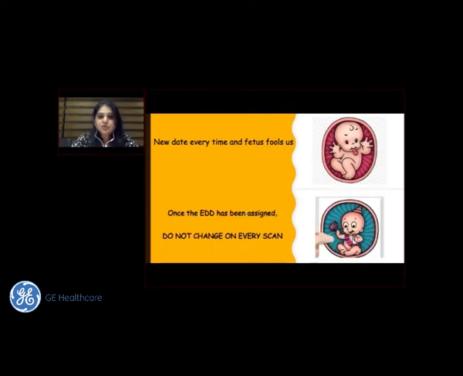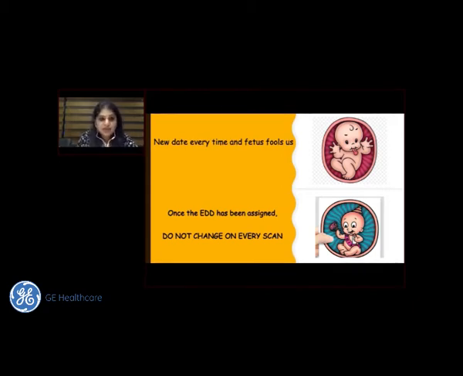But remember this golden rule. Once you have assigned an estimated date of delivery, it does not ever change again. Like I said before, the fetus may not deliver on that date, but the EDD remains constant. Now, if you keep changing EDD on every scan, you would never come to know if the fetus is growing large for gestation or small for gestation.